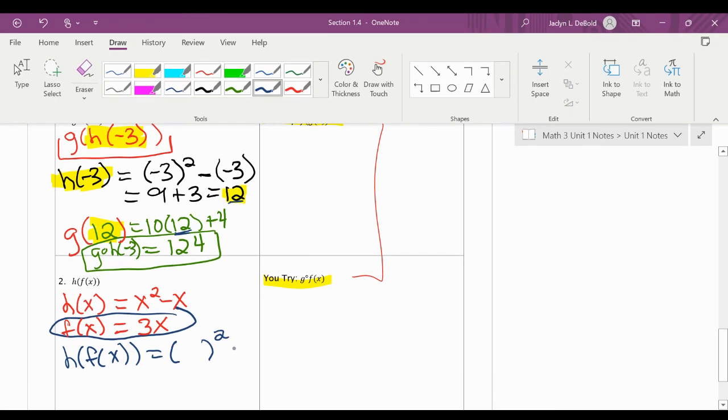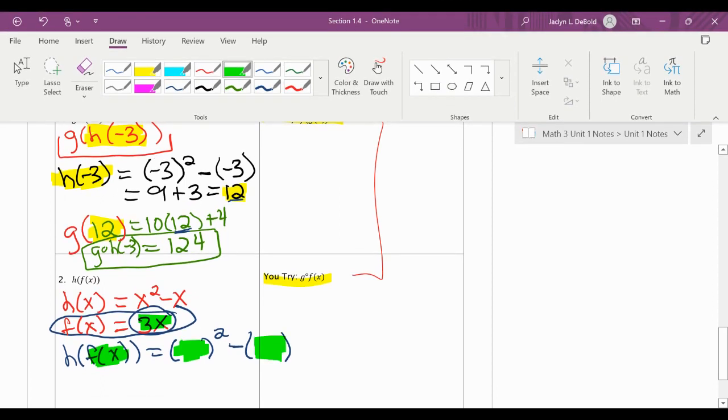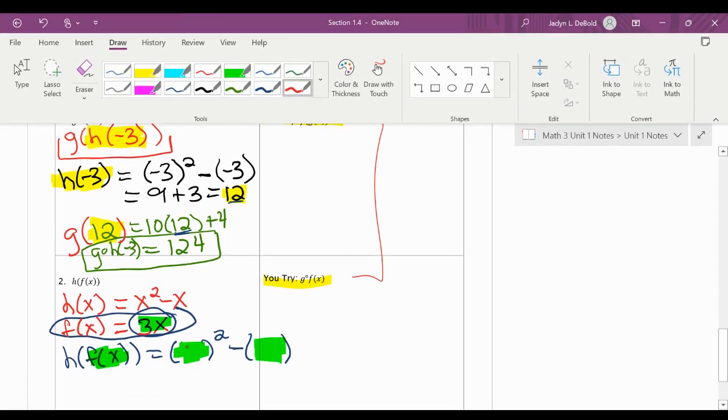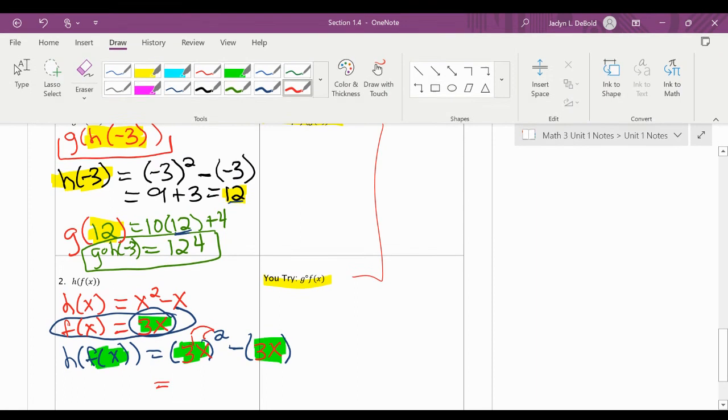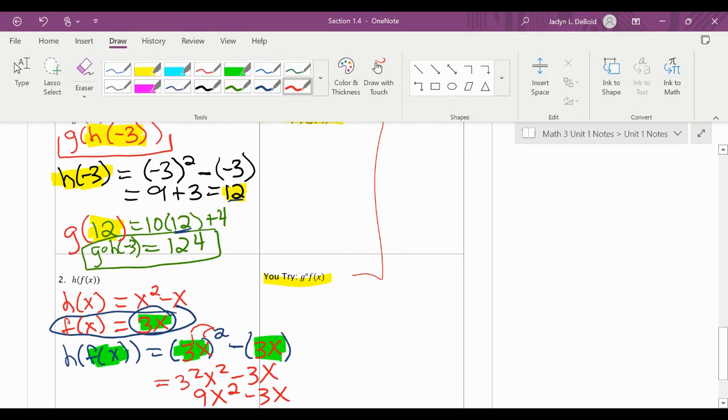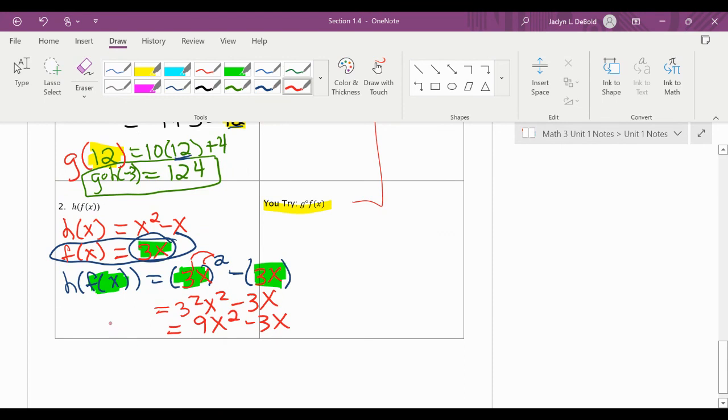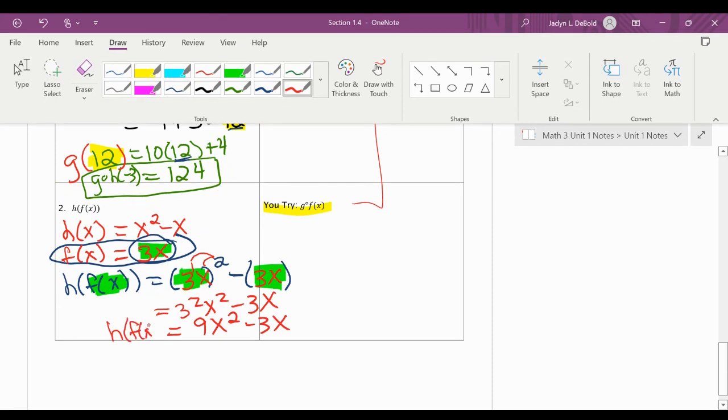So we said it was x squared minus x. And I'm putting in that 3x for f of x. So you're just substituting one expression into another expression. So I'm going to put 3x here. When we square a monomial, you might remember from Math 2, we're going to do 3 to the second, x to the second, minus 3x. So 9x squared minus 3x. And then that would be our final answer. So that's going to be the expression for h of f of x.